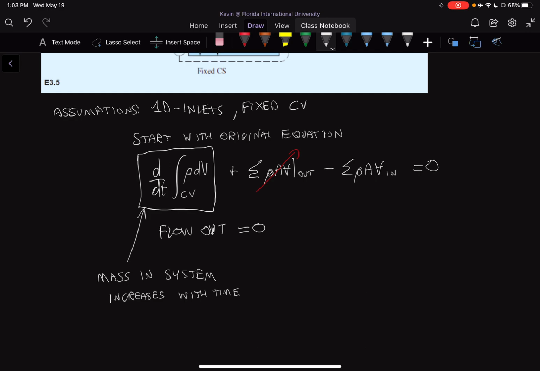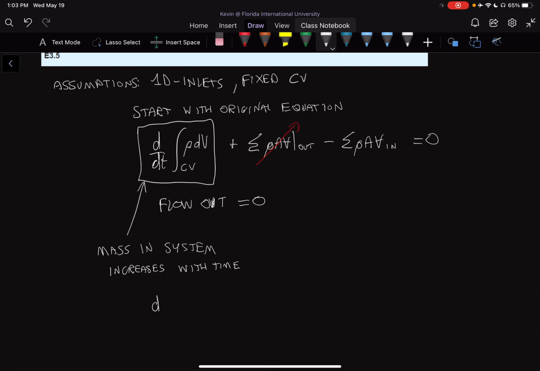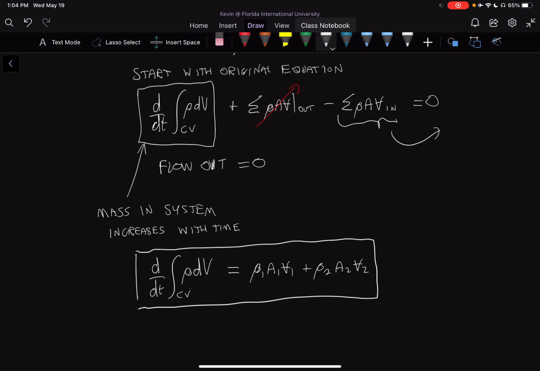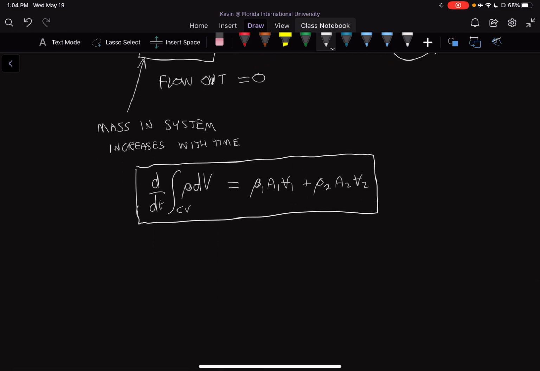So if we rewrite this equation, we can now write that we have d dt times the integral of control volume rho dV, and we're going to bring this term right here over to the right side. So we're going to make them equal to the positive of rho AV in. And we know that rho AV in comes from inlet 1 and inlet 2. So we have rho 1 A1 V1 plus rho 2 A2 V2. Okay, so we're left with an equation that says that the increase in mass with time is equal to the added mass flow rate with inlet 1 plus the added mass flow rate of inlet 2. Okay, it makes sense.